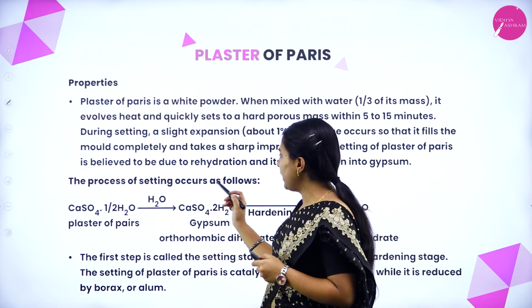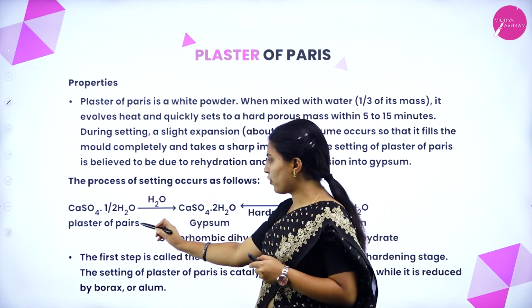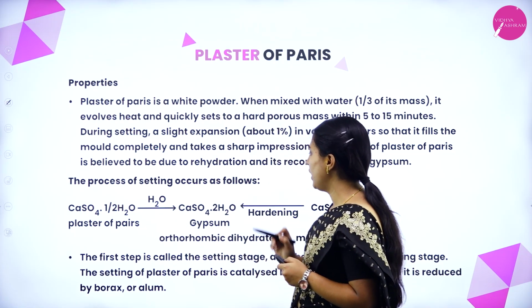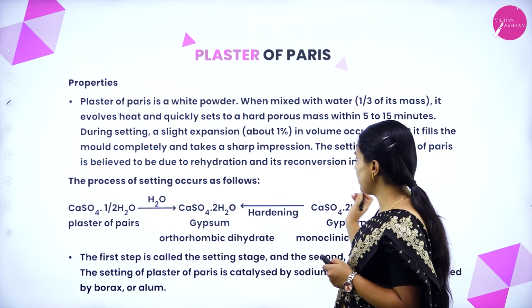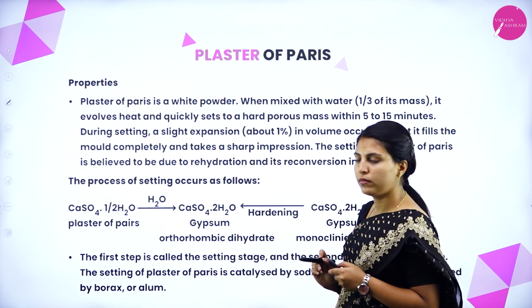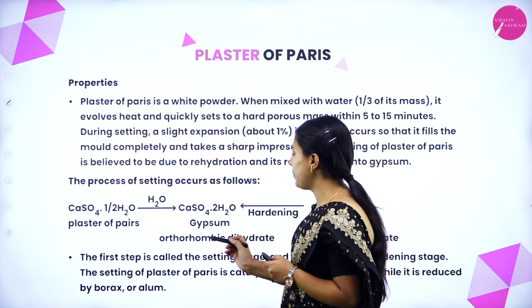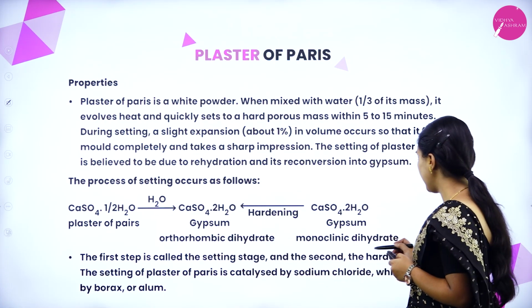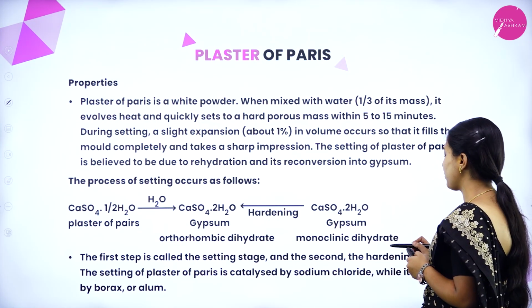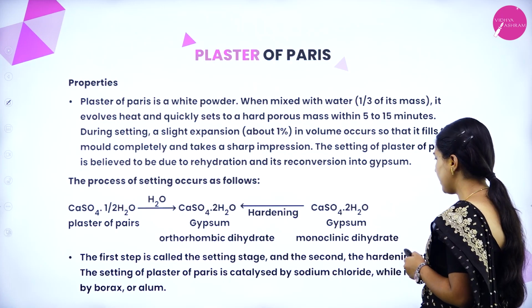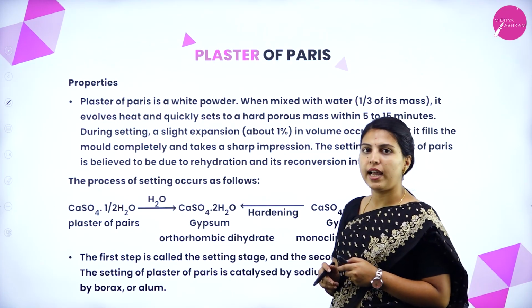The process of setting occurs as follows. This is plaster of Paris, treated with water, it will form gypsum, and when the gypsum hardens, it forms the hardened POP. The first step is called the setting stage and the second the hardening stage. The setting of plaster of Paris is catalyzed by sodium chloride while it is retarded by borax or alum.